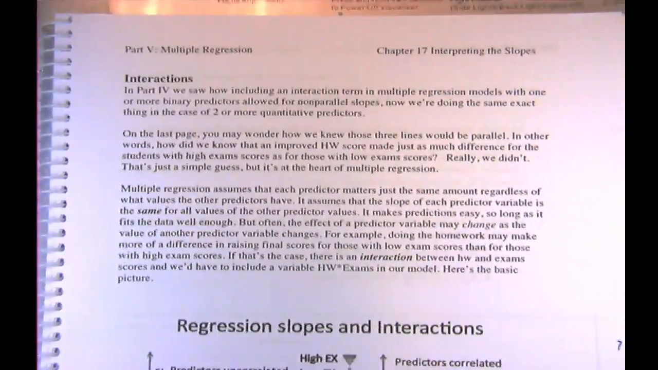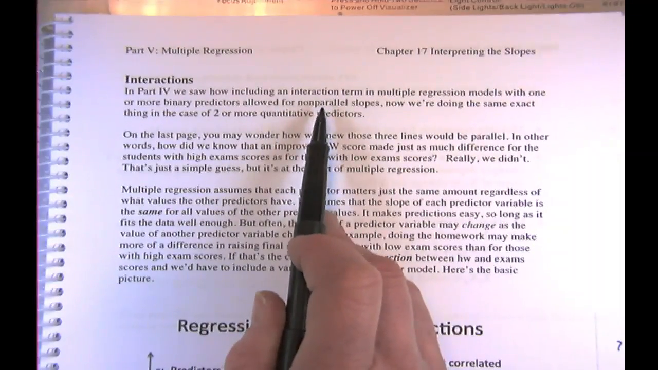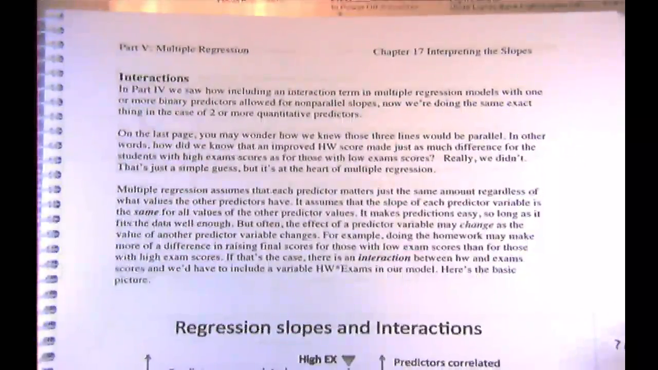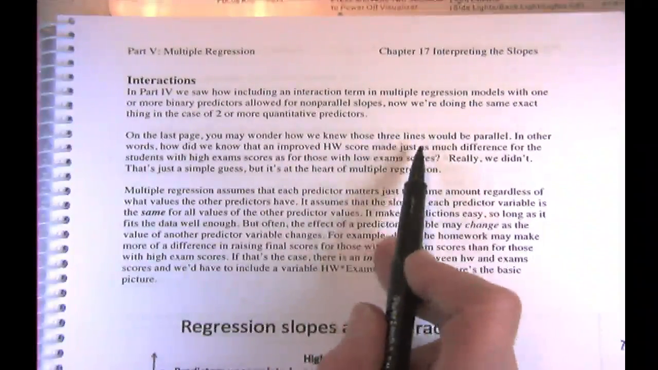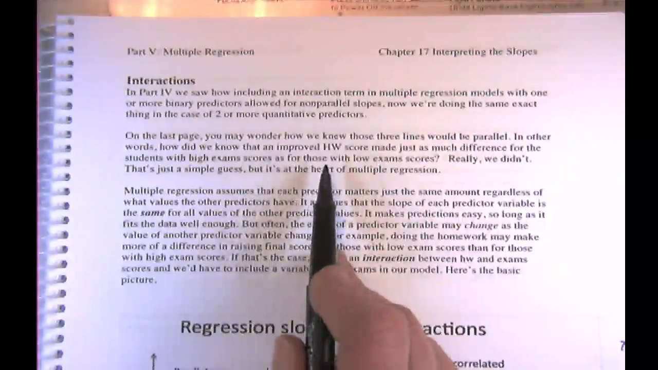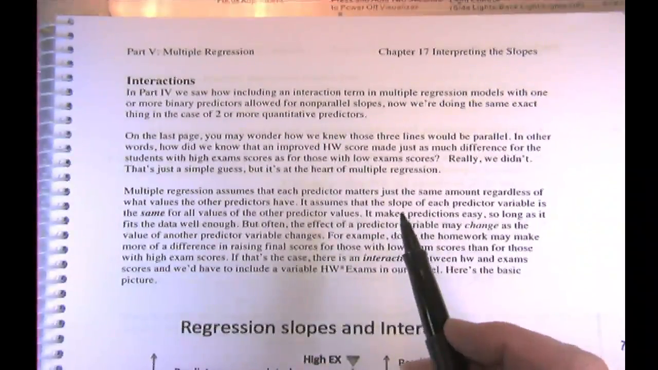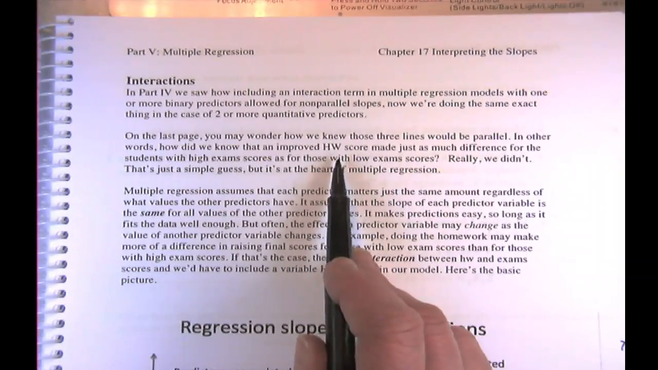Okay, so let's move to the next thing. We're on the next chapter, which is chapter 17, and we're going to look at interactions. Now, we already saw in part 4 how an interaction allows for non-parallel slopes. Now we're going to do the same thing here. So we had all these parallel slopes, but how did we know that we should have parallel slopes? Multiple regression, without an interaction term, forces all the lines to be parallel. But that might not be true.